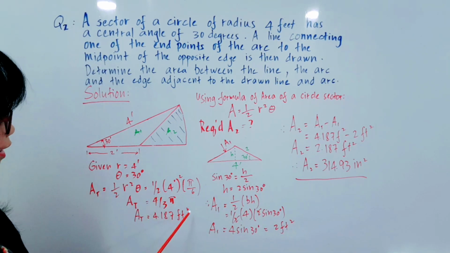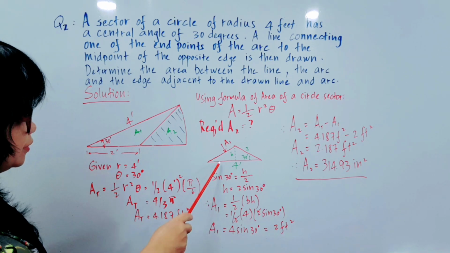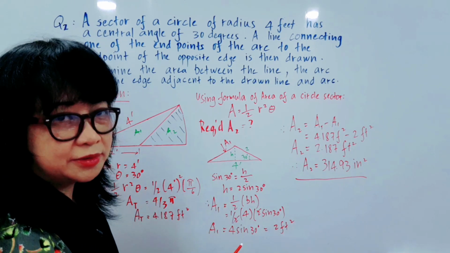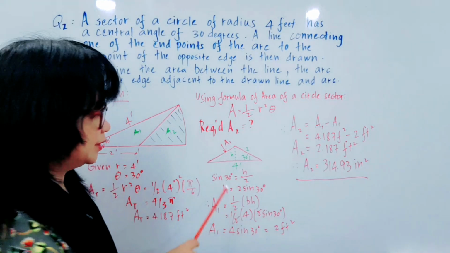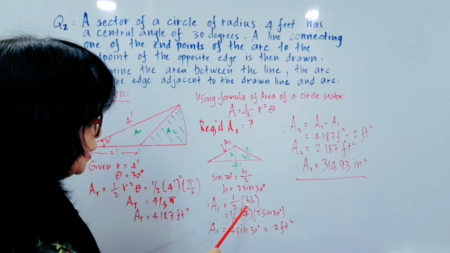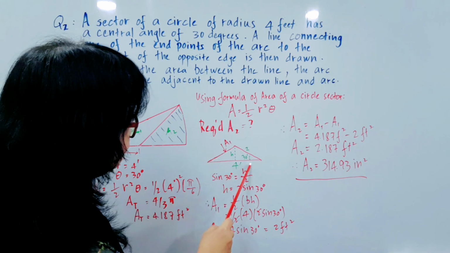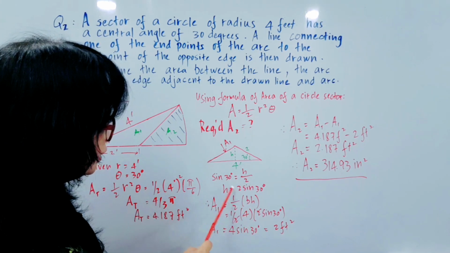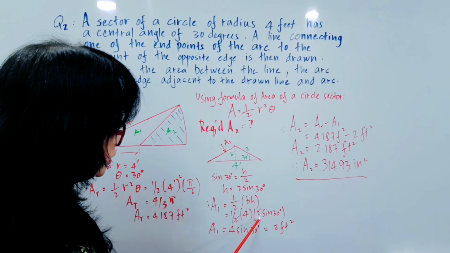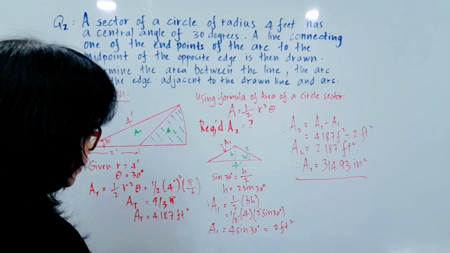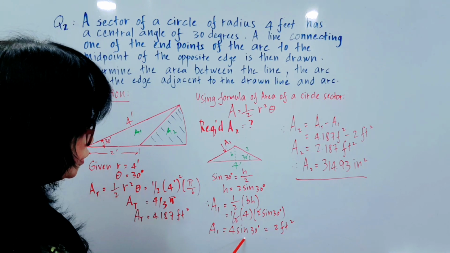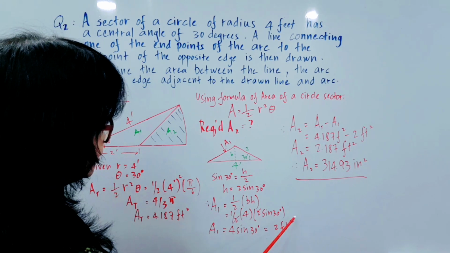Now we can solve area 1, which is this one. The area of a triangle is equal to 1/2 the base times the height. The base is 4 feet, times the height we solved earlier, h equal to 2 sine 30 degrees. Simplifying, A1 is equal to 4 sine 30 degrees, which is equal to 2 square feet.